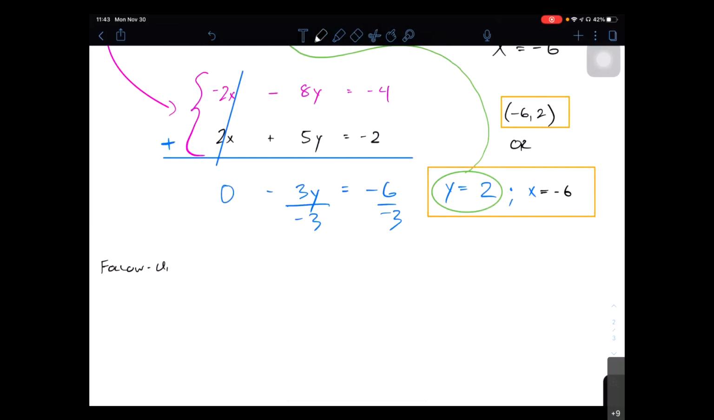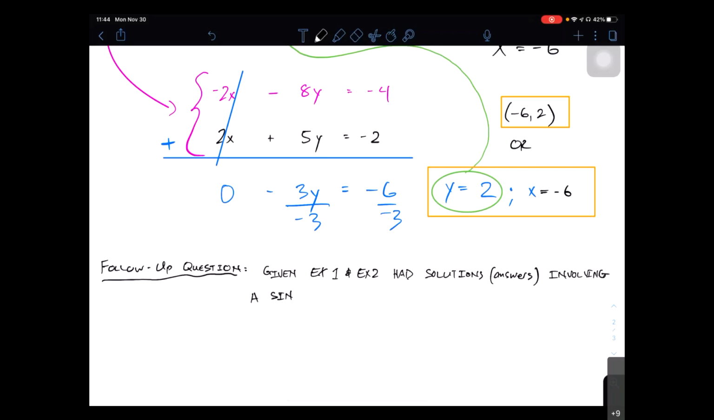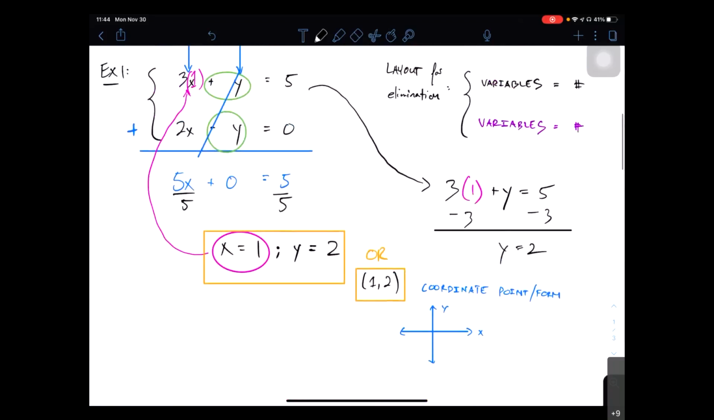My question is this. I said it in the last class, but maybe I need to write it out so those that are visually watching can actually see it written out. So my follow-up question is, given example 1 and example 2 had solutions, or answers, however you want to think of it, involving a single point, right? That's what we found out. In examples 1 and 2, the solutions were single points, -6, 2 and 1, 2.